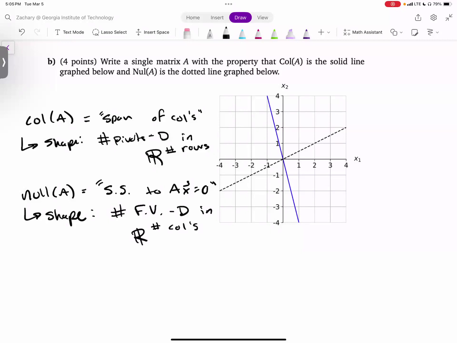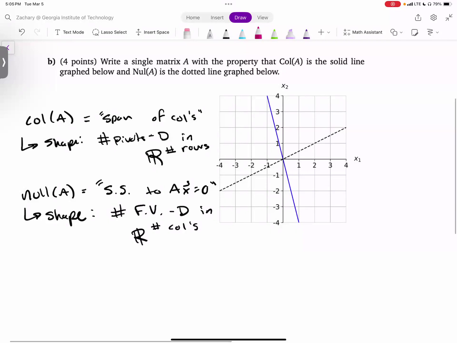Sorry, what do you mean by shape? Like the column space is a plane in R3, that's what the shape would be. So in this case, the column space is a line in R2. Does that make sense? Yeah.